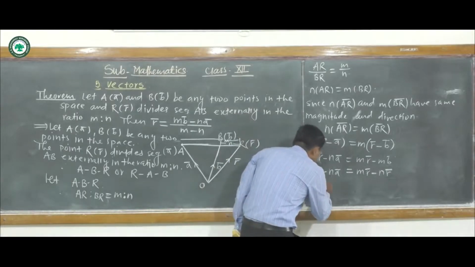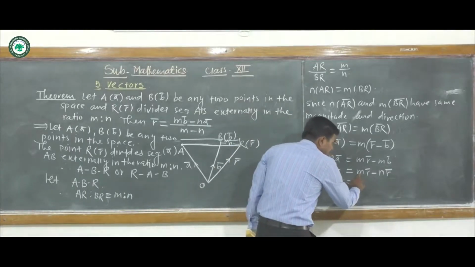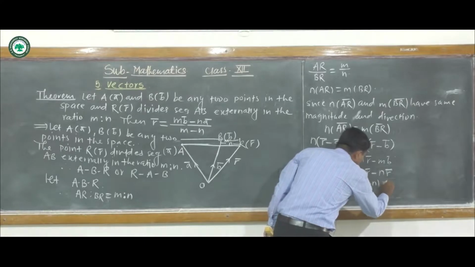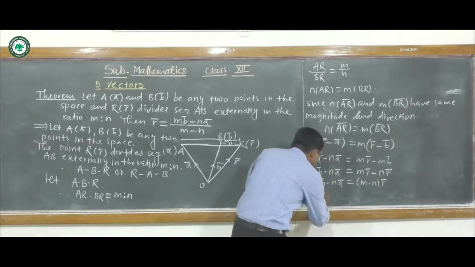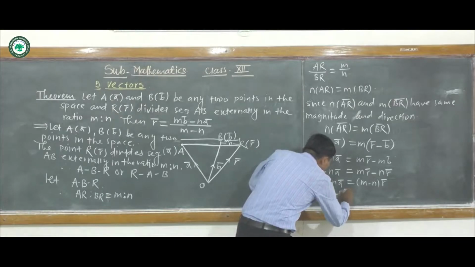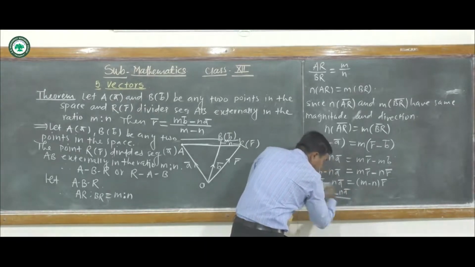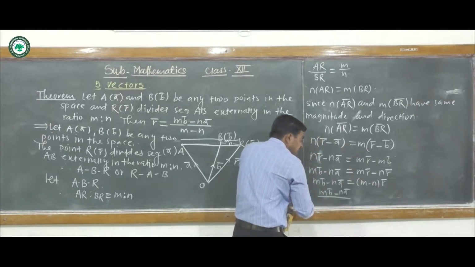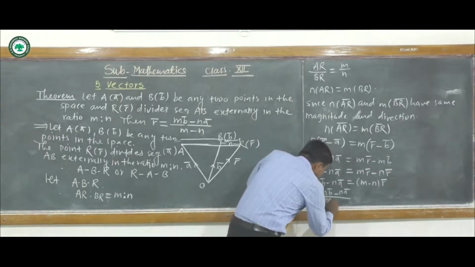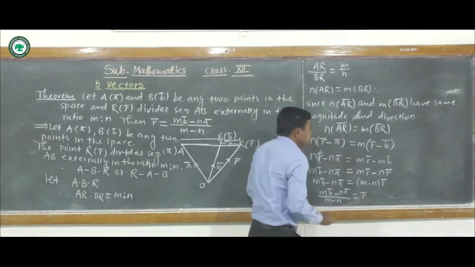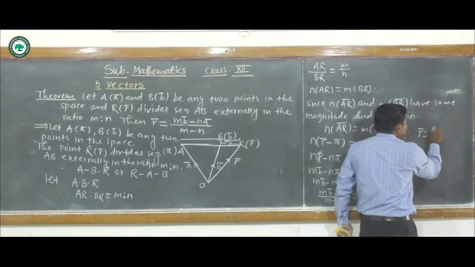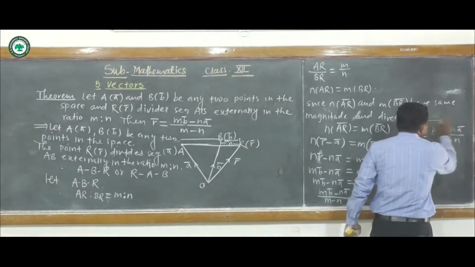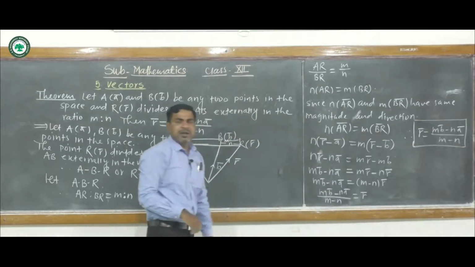Now m into B bar minus n into A bar is equal to m into R bar minus n into R bar. R bar is common here, so it is m minus n into vector R. Therefore, m into B bar minus n into A bar divided by m minus n is equal to R bar, since shifting m minus n to the left hand side takes it to the denominator. So R bar is equal to m into B bar minus n into A bar divided by m minus n. And this is the section formula for external division.